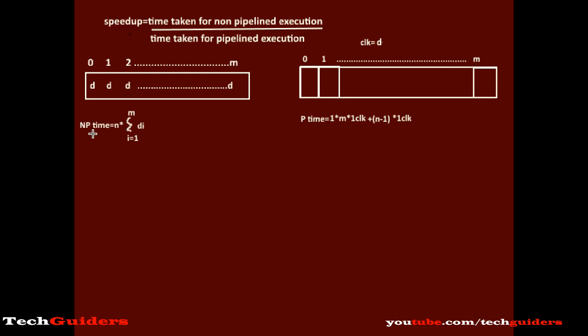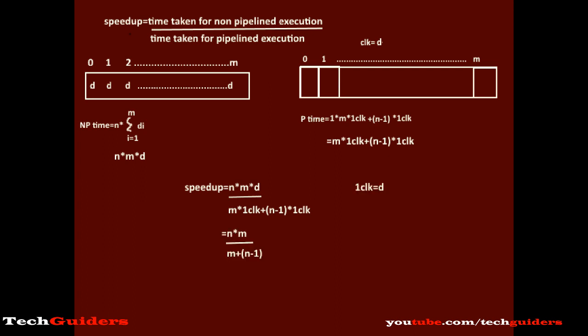Now, what is the time taken for non-pipelined execution? n into m into d. And what is the time taken for pipelined execution? 1 into m into 1 clock period plus n minus 1 into 1 clock period. What is the speedup then? n into m into d divided by m into 1 clock plus n minus 1 into 1 clock. In this ideal case, 1 clock period is equal to d, so we cancel this and it becomes n into m divided by m plus n minus 1. Rearranging, n into m divided by n plus m minus 1.